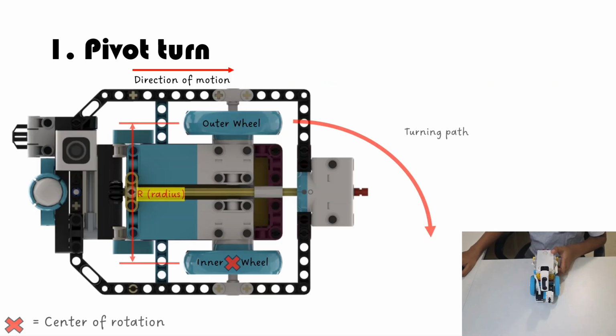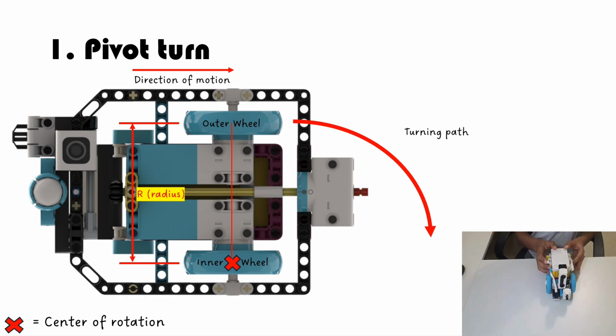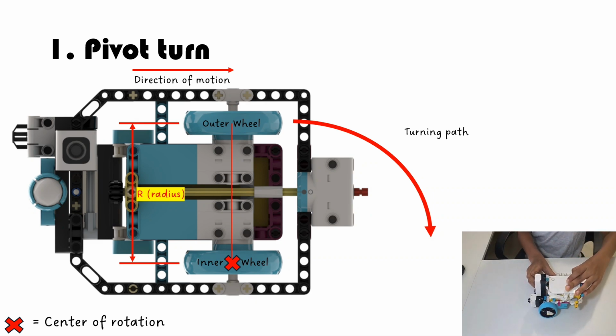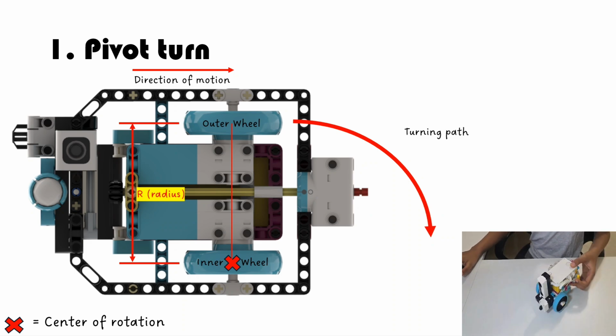The pivot turn is when the inner wheel does not rotate at all, while the outer wheel rotates in the direction of motion. Since the inner wheel is not rotating at all, the center of rotation is the inner wheel itself. And this here is the radius between the two touch points. This is what a pivot turn looks like. This is the inner wheel, this is the outer wheel. That's what a pivot turn looks like.